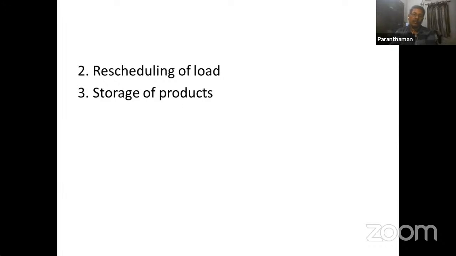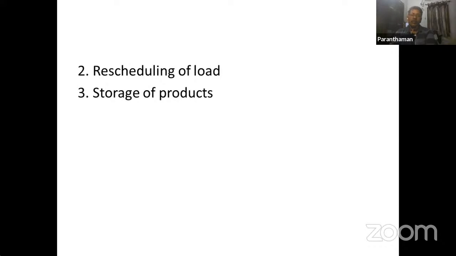Rescheduling of load. What is the rescheduling of load? Suppose there is an apartment compound, a gated community. If the pumping, may be a 500 HP motor, may be running for 5 or 6 hours for the entire community, we may ask them to run the motor during daytime.